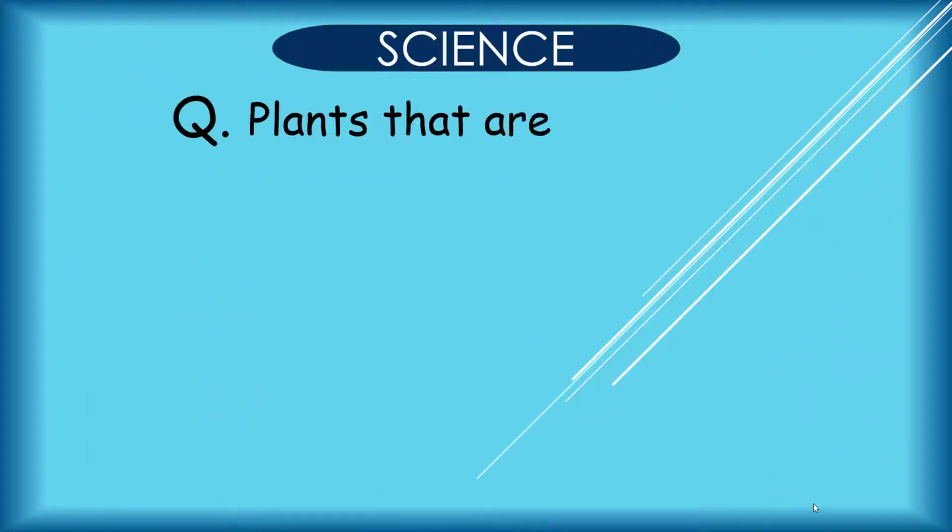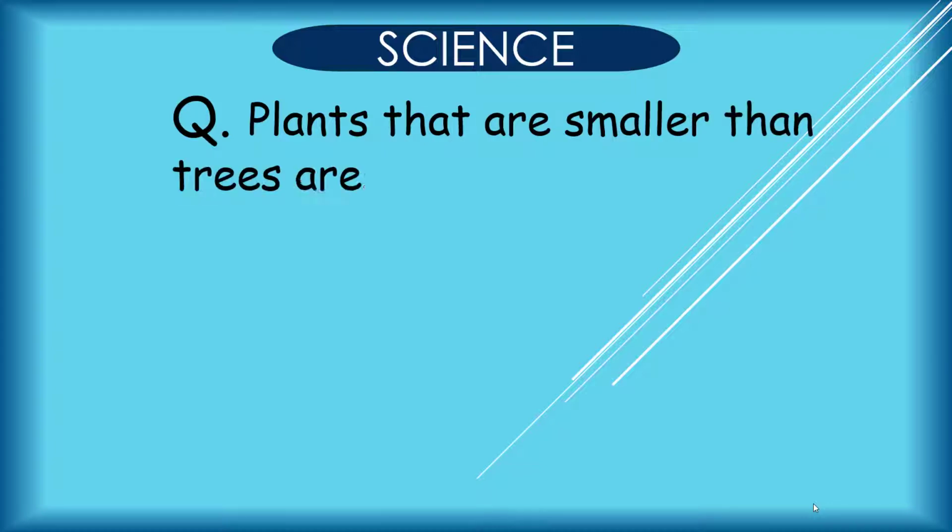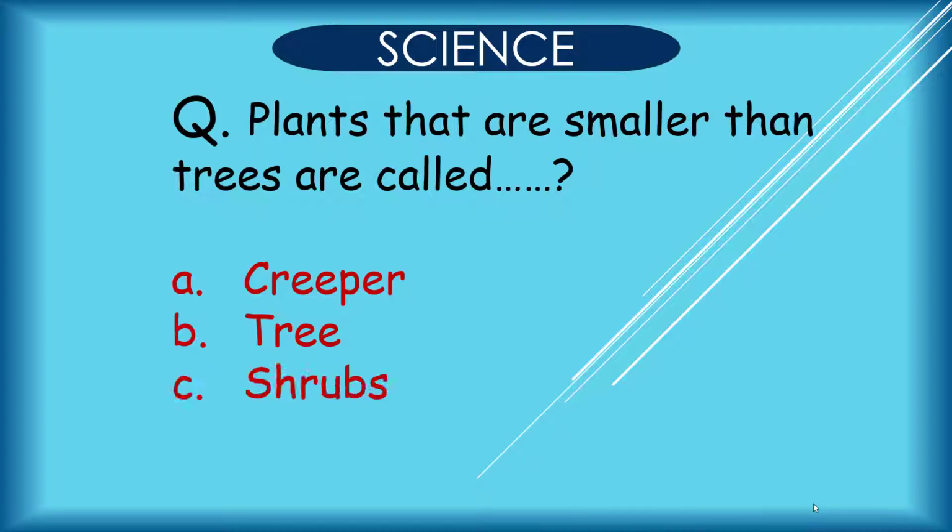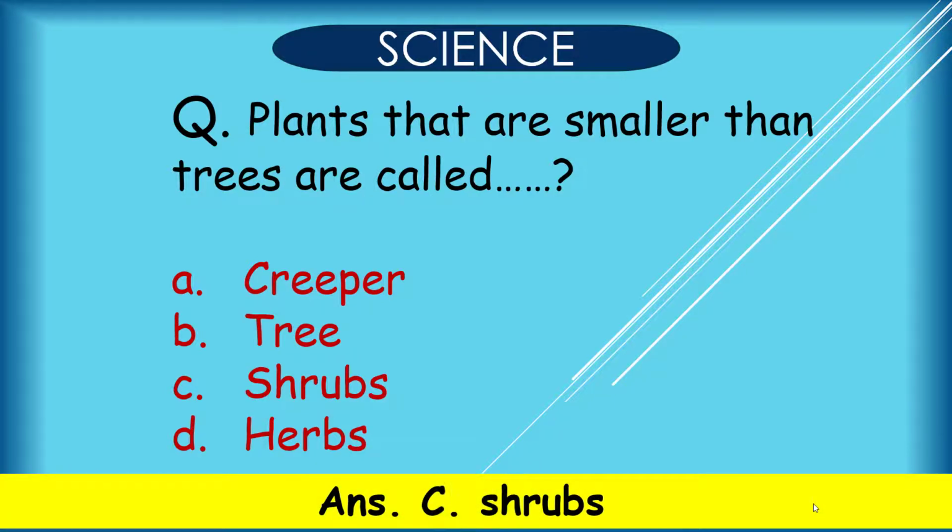Question: plants that are smaller than trees are called dash. A creeper, B tree, C shrubs, D herbs. Correct answer is C shrubs.